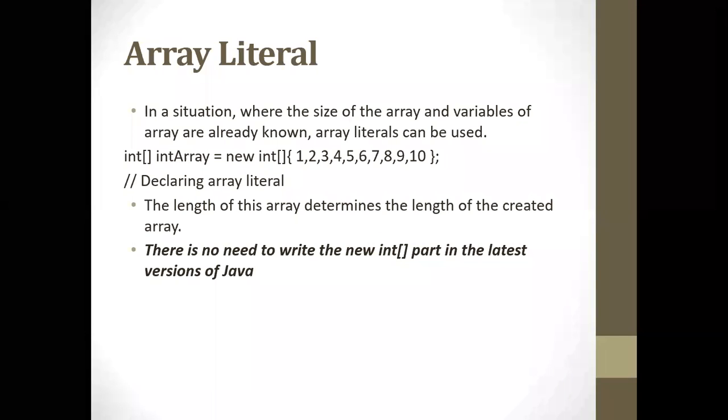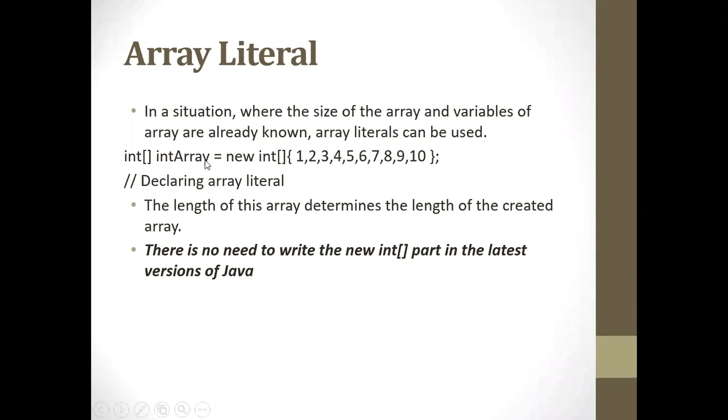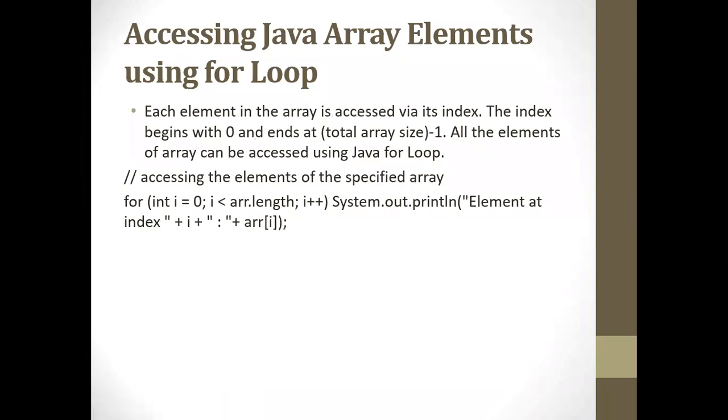So we have a concept of array literals also, where the size of the array and the values are already known, like we have mentioned in this case. We have an int array, this is the array name, new integer, and we are mentioning all those cells. So this is also one of the ways by which you can define that array. How will you understand the length? It will determine the length of the created array by counting all the elements available in these brackets. So this is again how we can access Java array elements using a for loop.